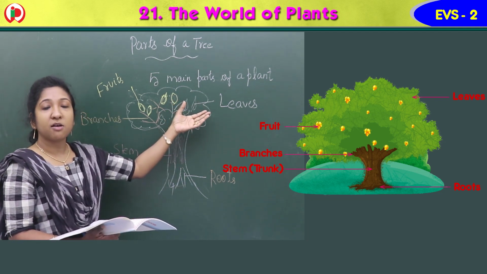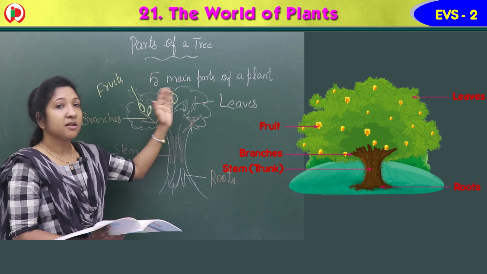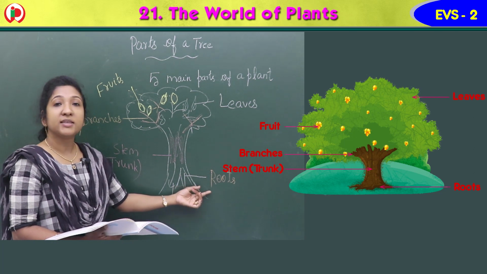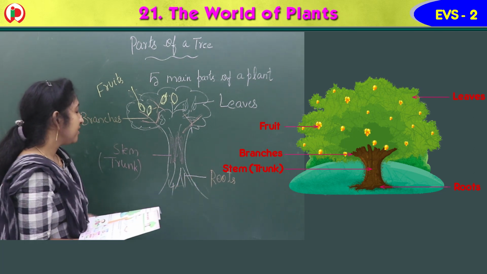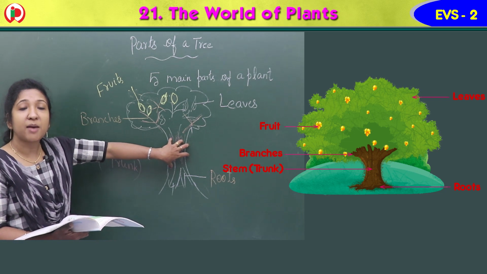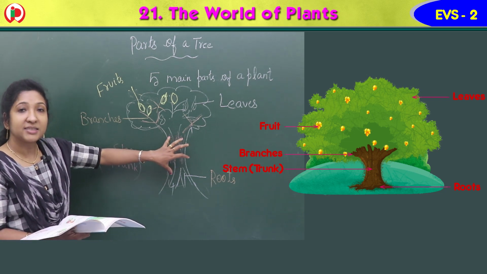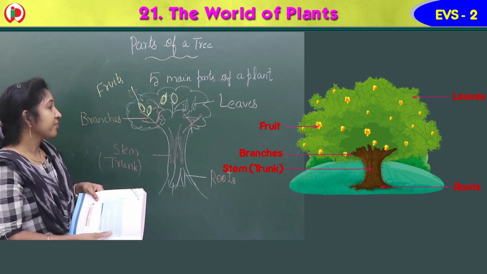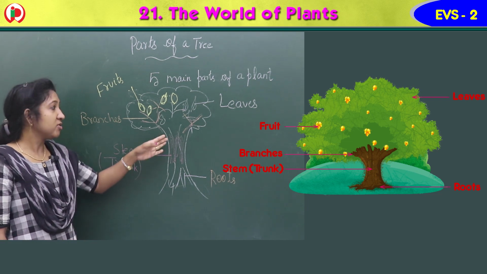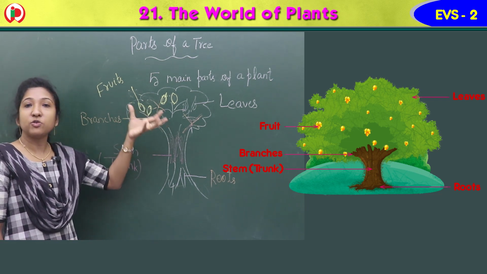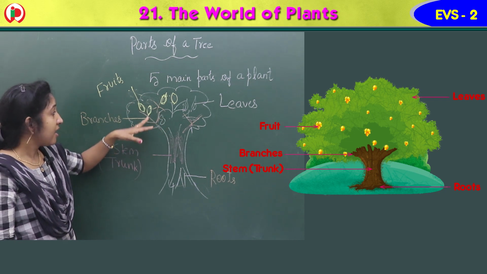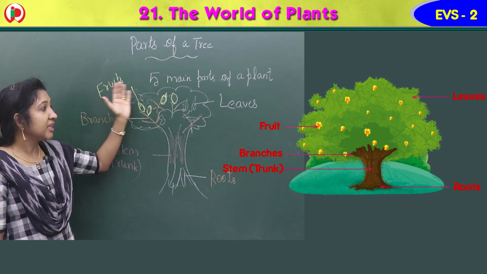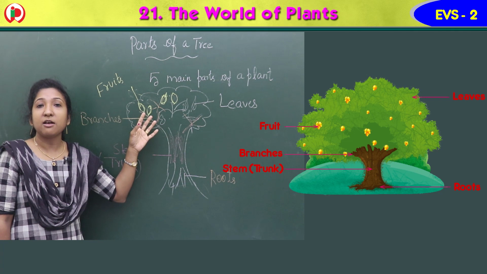Yes, leaves. On a tree we can see green color leaves. Then roots, in the underground we can see roots. Then the thick stem, woody stem or hard stem of a tree. It is stem or called trunk of a tree. Then branches. On branches we can see fruits hanging down, isn't it? Yes, fruits. So these are the 5 main parts of a plant.